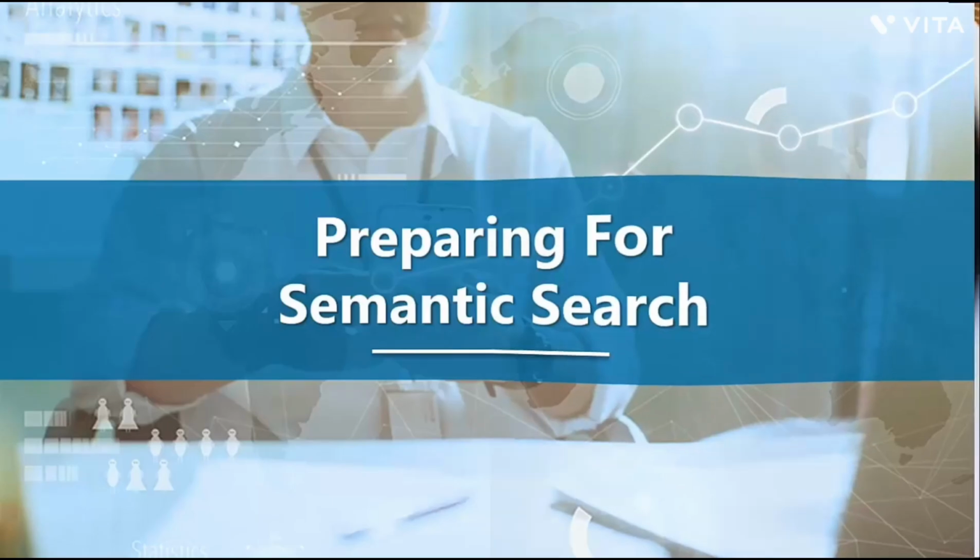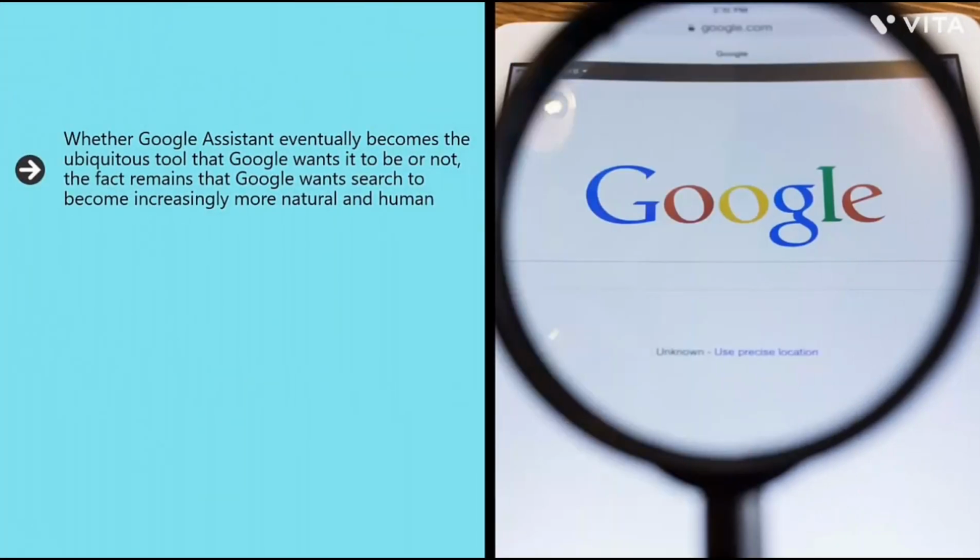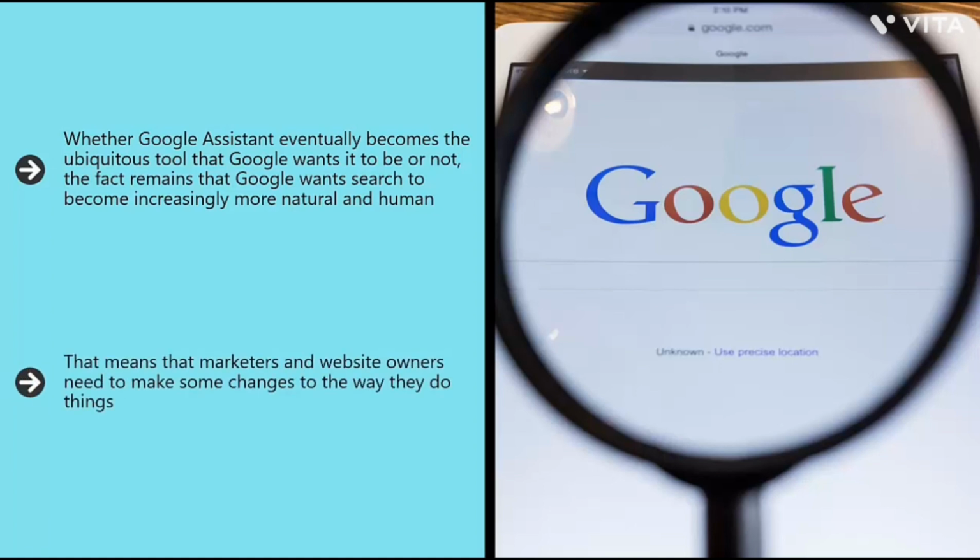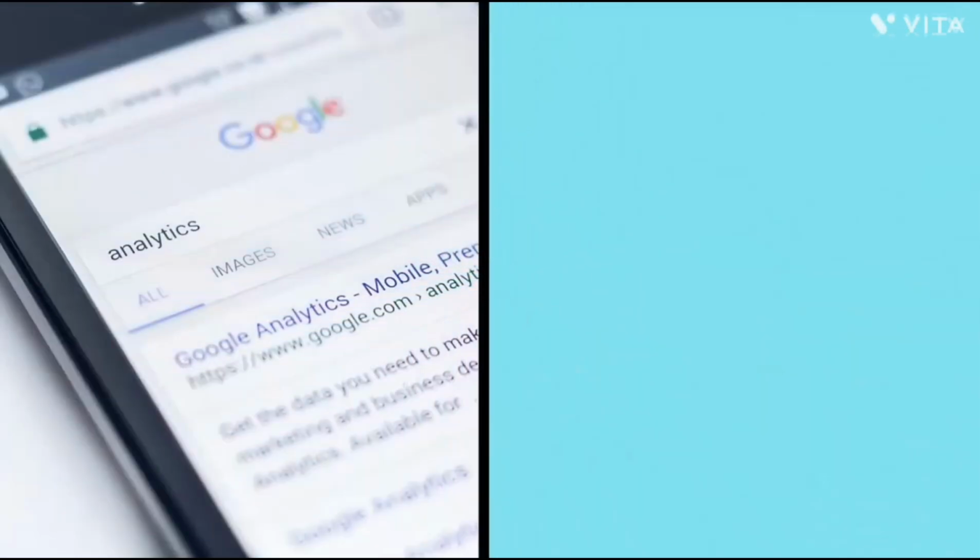Preparing for semantic search. Whether Google Assistant eventually becomes the ubiquitous tool that Google wants it to be or not, the fact remains that Google wants search to become increasingly more natural and human. It already has in many ways. That means that marketers and website owners need to make some changes to the way they do things. It's no longer enough to find a keyword and repeat it a whole lot. You now need to work as though you're speaking with an AI. And that means a couple of things.